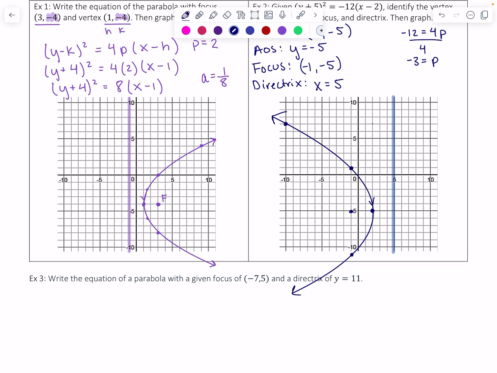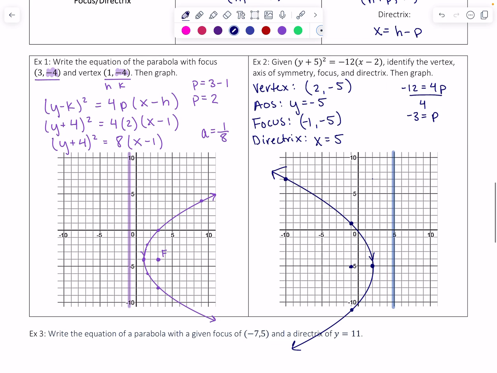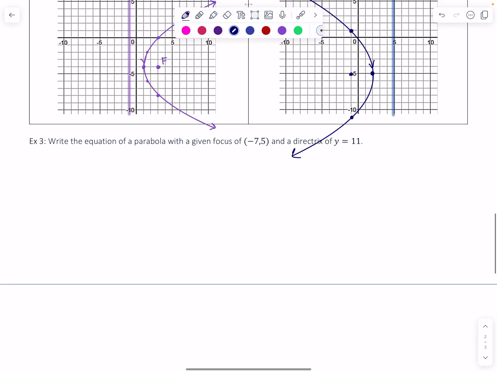So, parabolas that we've graphed in general, just finding where our vertex is. Of course, the new thing is finding that p-value and our focus. So let's go ahead. Our last example together is that we are going to write the equation of a parabola with a given focus of -7.5 and a directrix of y is equal to 11.